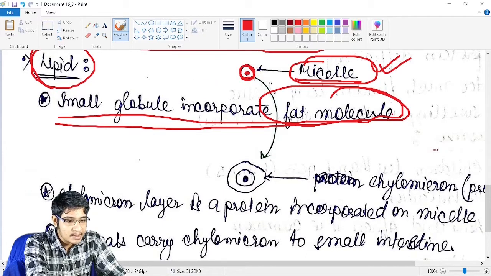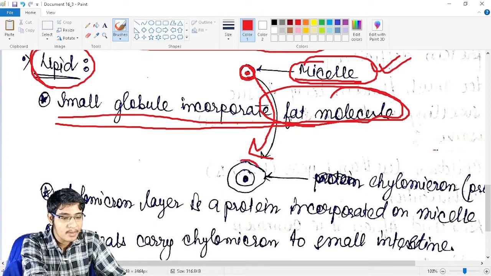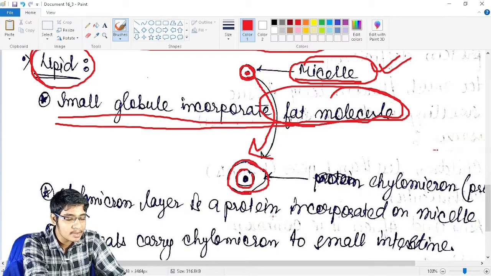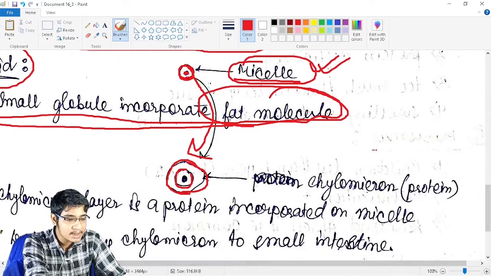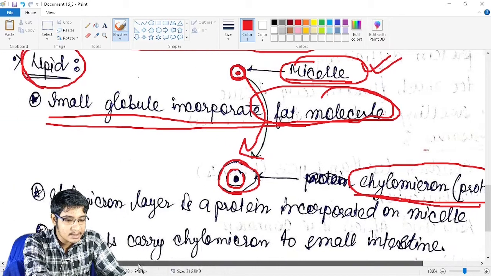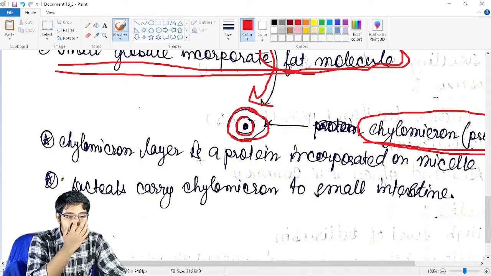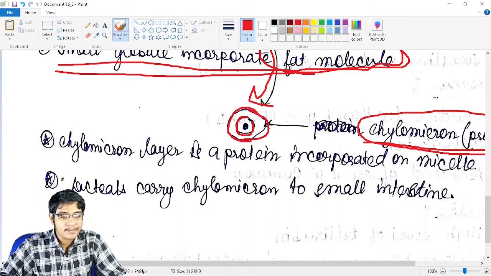This micelle again undergoes one more layer of incorporation, a protein layer. This was the micelle and this is the protein layer. This protein layer is known as chylomicron. The chylomicron protein layer gets incorporated on the micelle layer. So the chylomicron layer is a protein layer incorporated on micelle.